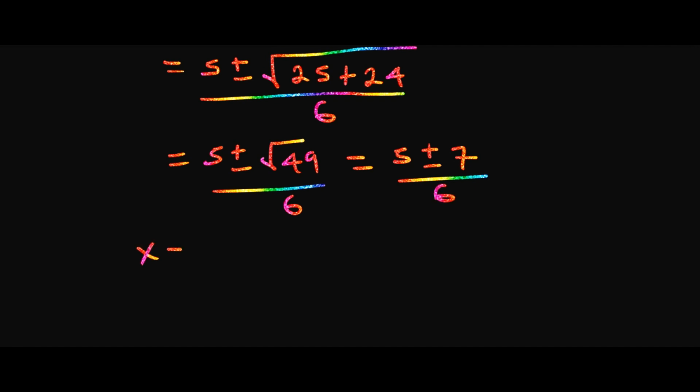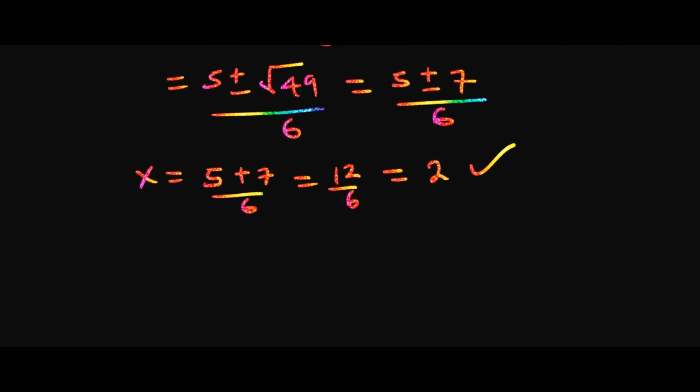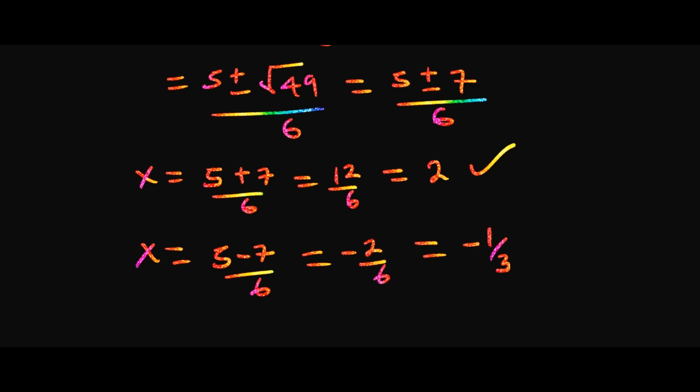So there are two values of x. The first one is when we take the positive value, that is (5 + 7) over 6, which is just 12 over 6, and that gives 2. That's the first value. Then the second value is when we take the negative sign. So x is equal to (5 - 7) over 6. That is -2 over 6, which is the same as -1/3.